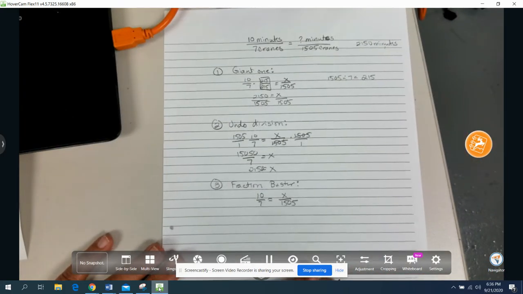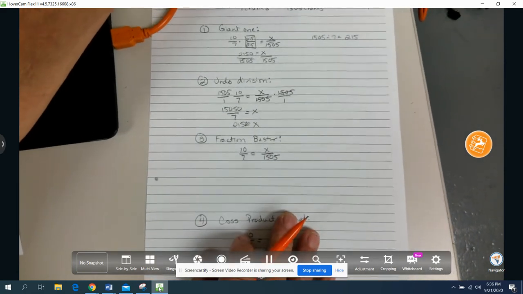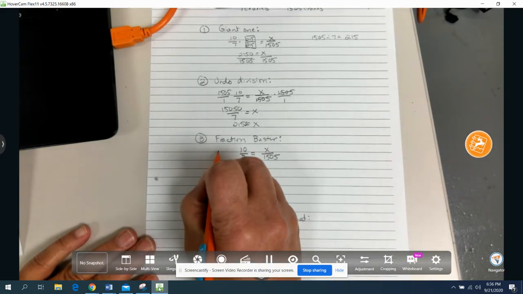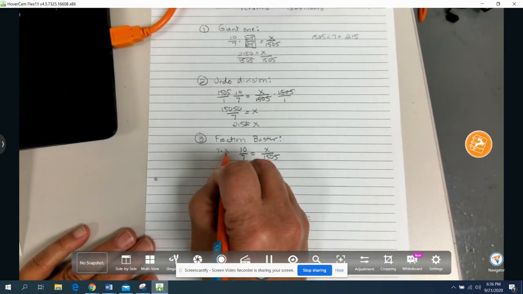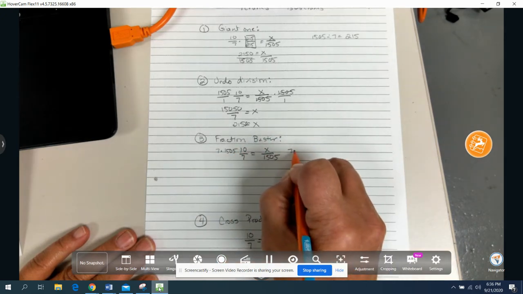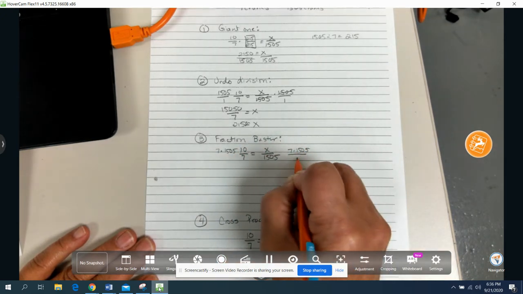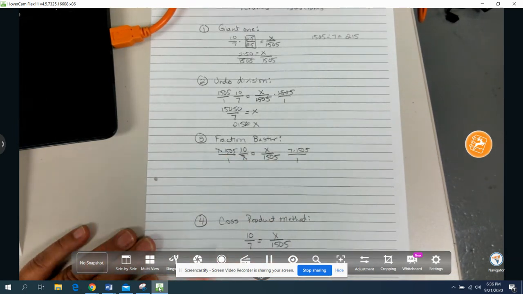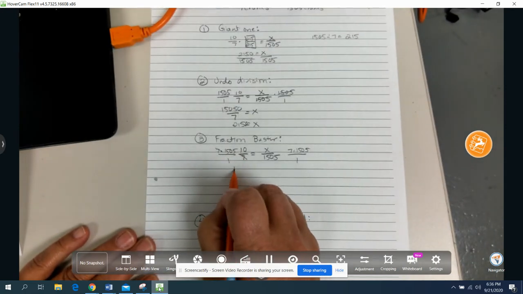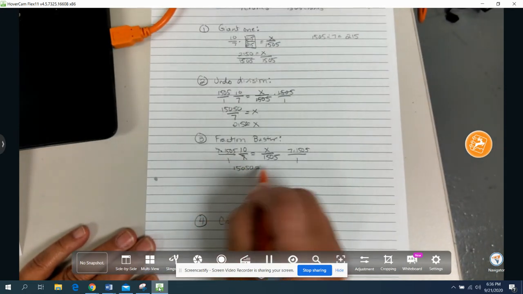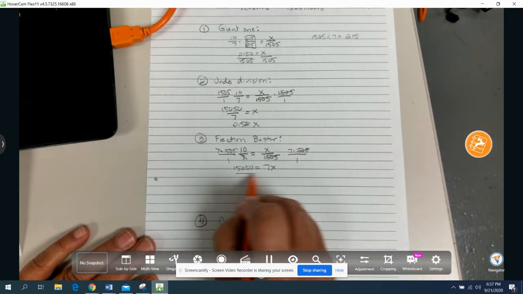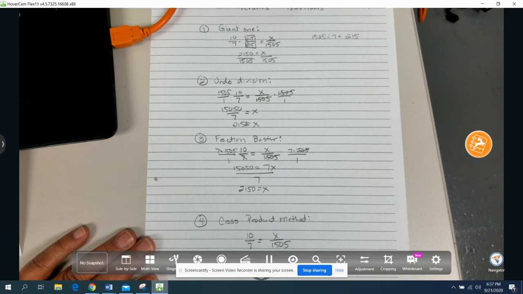Okay, the next one is the fraction buster. So in order to do the fraction buster, you want to get rid of both denominators right away. So I'm going to multiply this side by 7 times 1,505, and this side times 7 times 1,505, all over 1. Okay? So these cross off, because if I multiply and divide by it, it's 1. So what I'm left with on this side is 15,050. And these two cross off, and I'm left with 7x. Okay? So if I divide both sides by 7, I'm going to get 2,150 is equal to x.